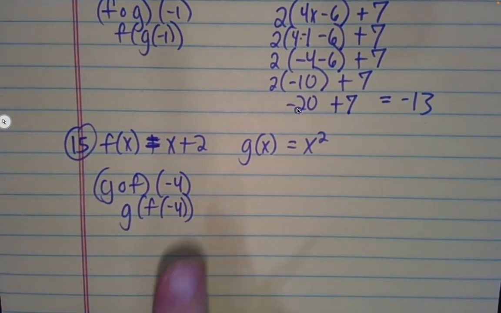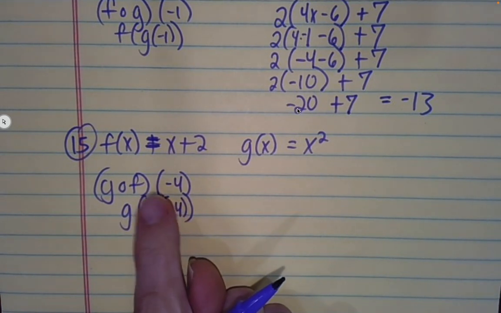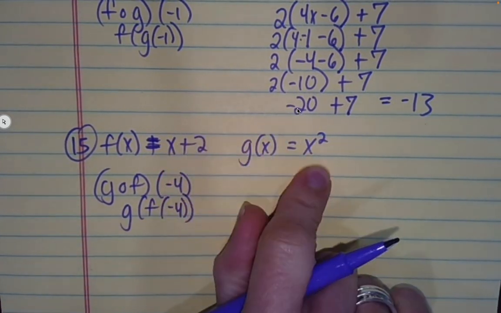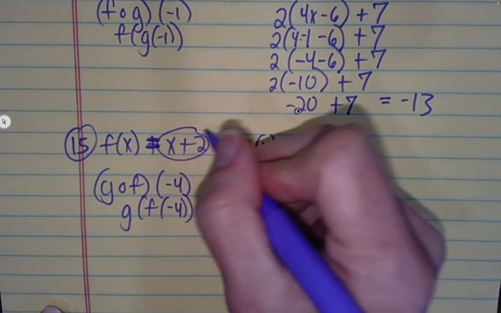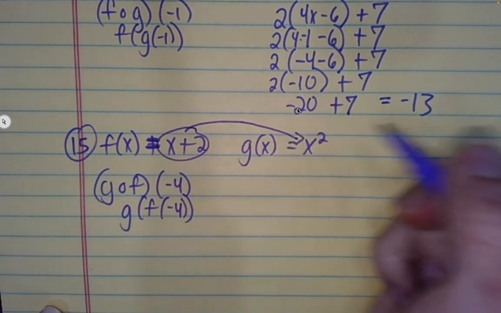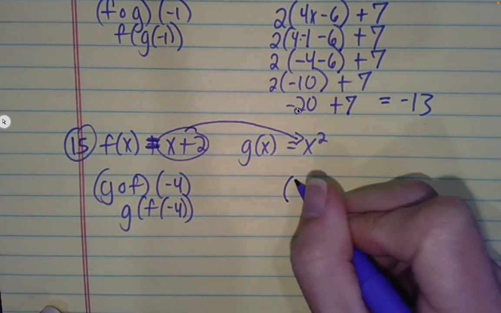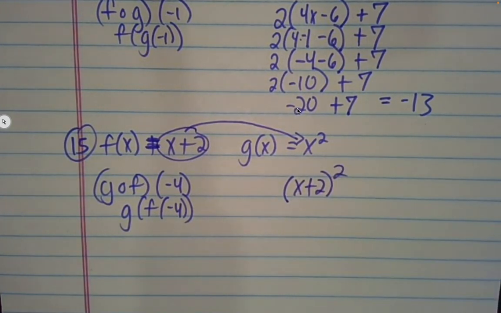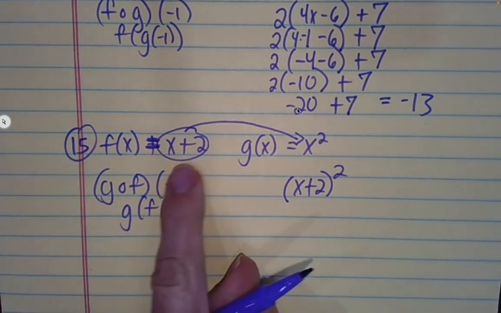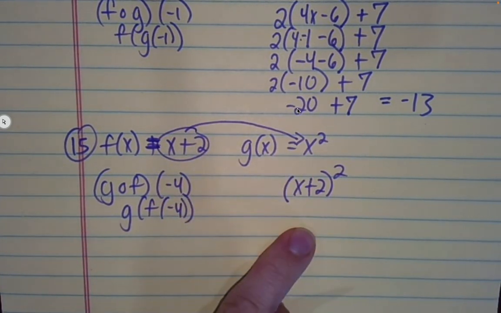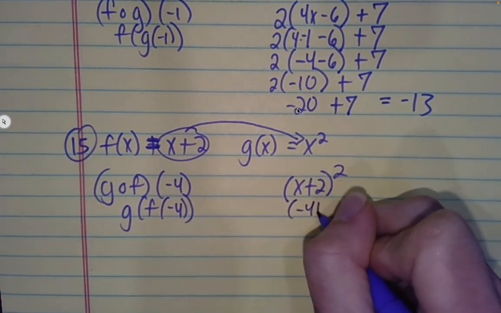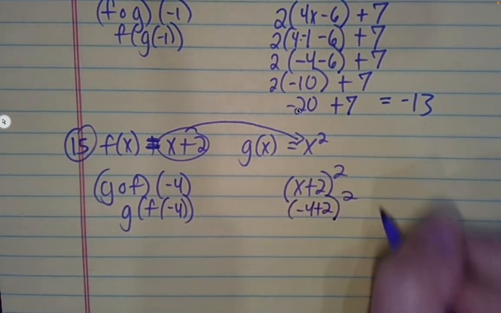This time it's backwards. We take the f function, the one that's listed second, and we plug it into the g function. So I'm going to plug all of that in for x. So instead of x squared, I just write x plus 2 squared. Does everybody understand that? I just took that whole function and wrote it right there. And then what do they tell me to put for x? Negative 4. So I have negative 4 plus 2 squared.